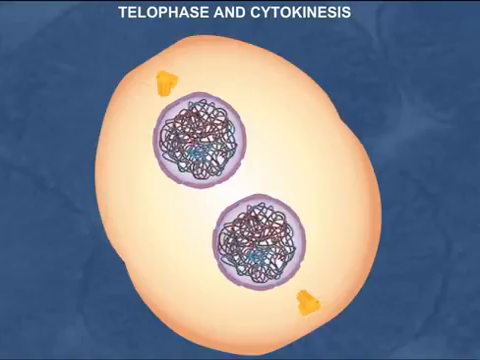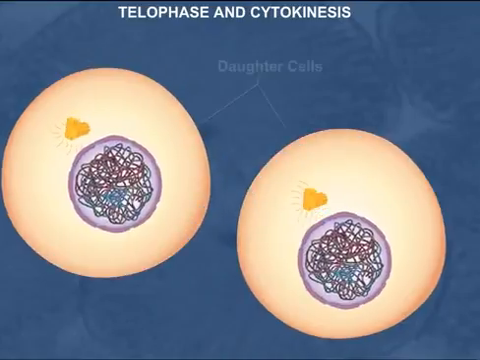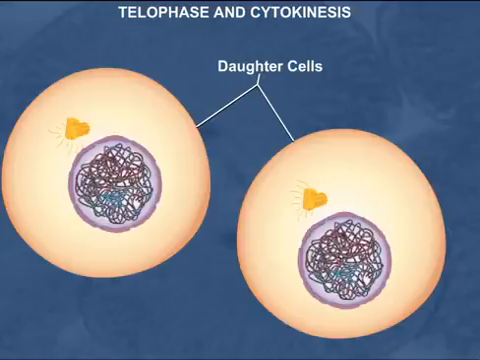The plasma membrane is observed to constrict and eventually separates the cell into two daughter cells. The daughter cells then enter interphase, where growth and enlargement occur, leading to either preparation for another mitosis or differentiation and specialization.